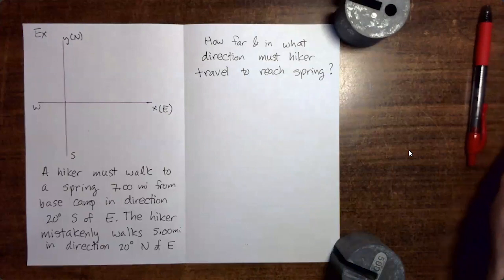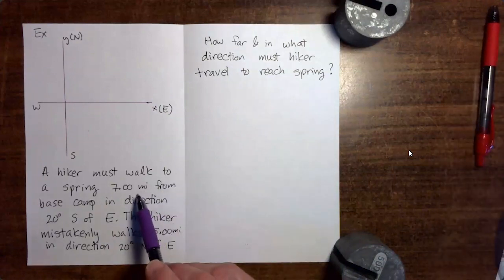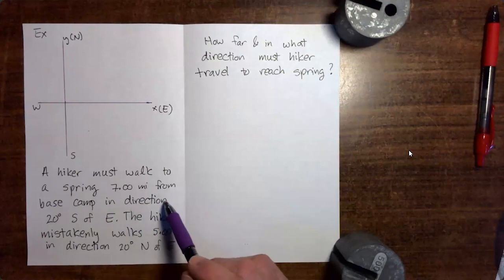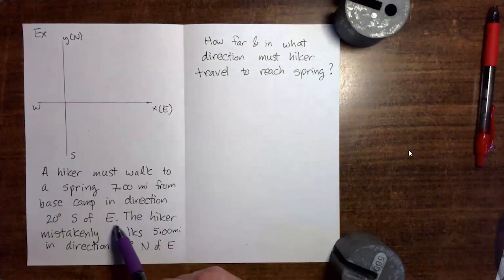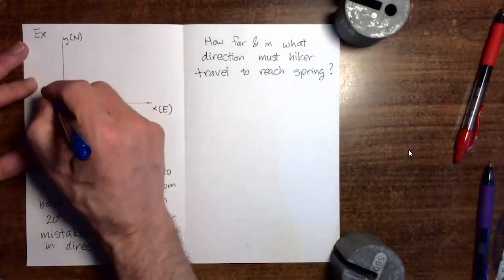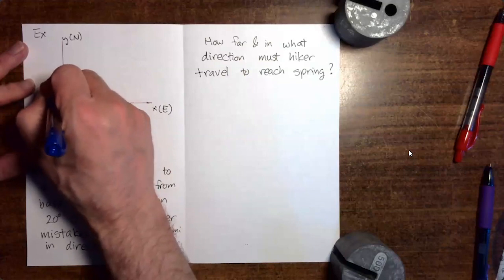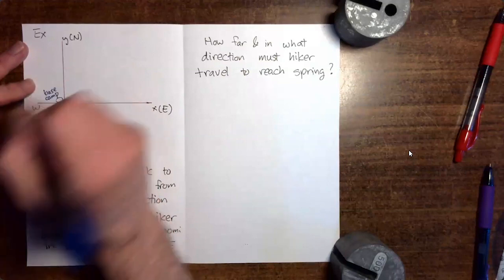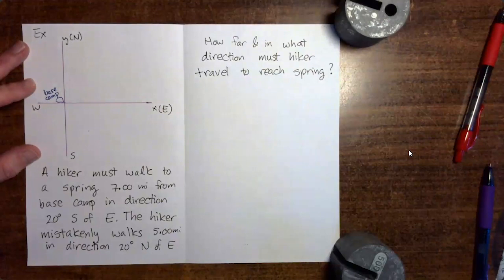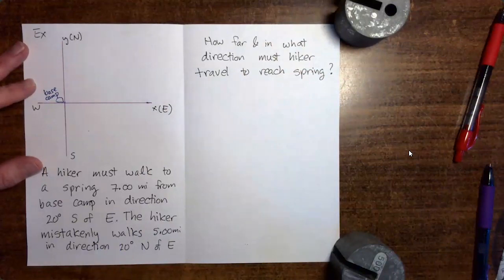So here's the problem. A hiker must walk to a spring which is 7 miles from the base camp in the direction 20 degrees south of east. So let's put the base camp at the origin here. Okay, so there's the base camp. And the hiker has to walk to that spring 7 miles from the base camp in the direction 20 degrees south of east. So let's figure out where that spring is.